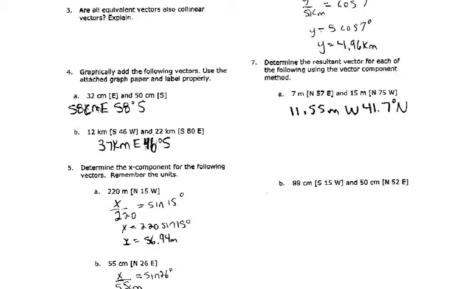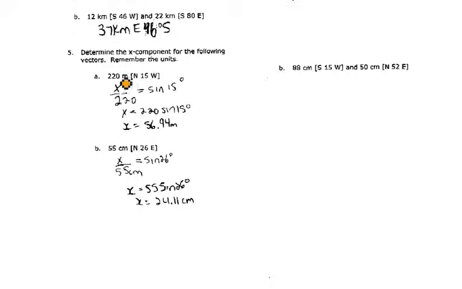I'm going to look at question number 5 first. So here's question number 5. Everything you did with these ones is good. Now the only thing, and maybe you did this on scrap paper on the side, is it always helps to draw a little diagram. So north is straight up. So north 15 degrees west might look something like that.